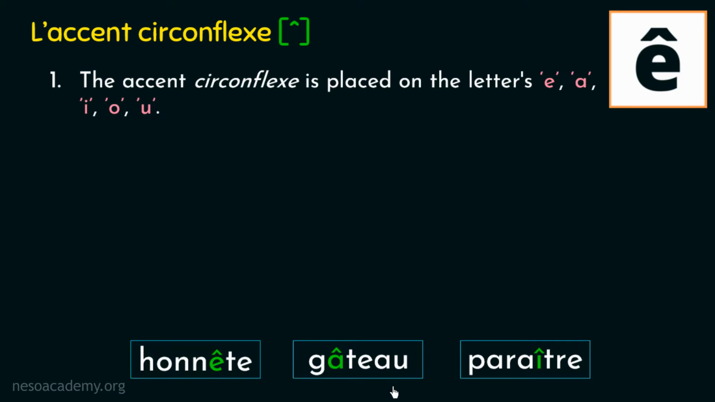And now have a look at the third example, that is paraître. I am repeating it again, paraître. And in this example also we can observe that the accent circonflexe is placed on the letter I. So in all these examples we can clearly observe that the accent circonflexe is placed only on the vowels. We cannot place the accent circonflexe on the consonants. Alright? So that's all about point number 1. Now let's move on to point number 2.